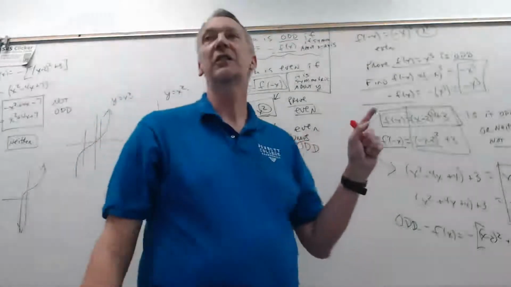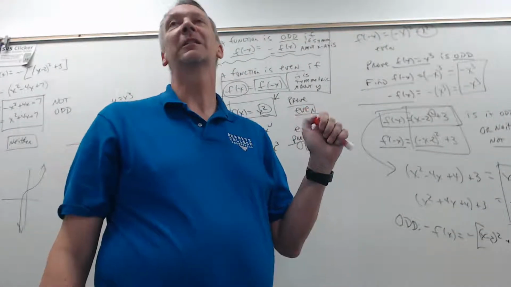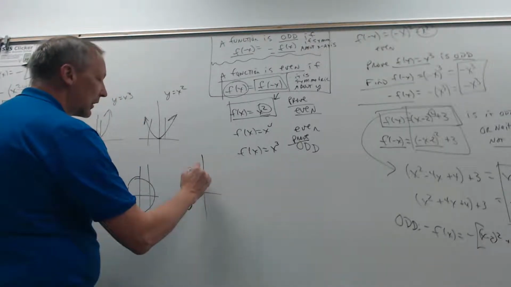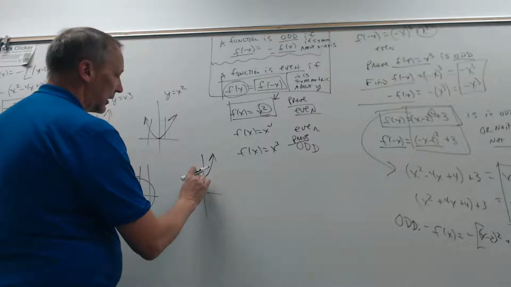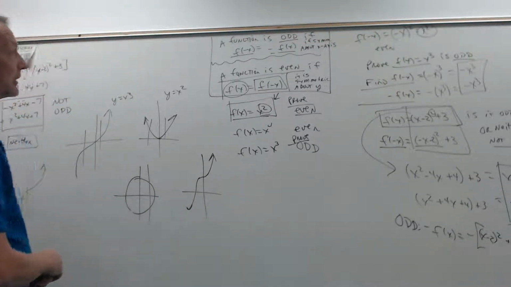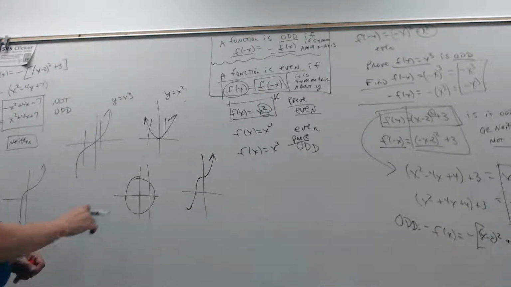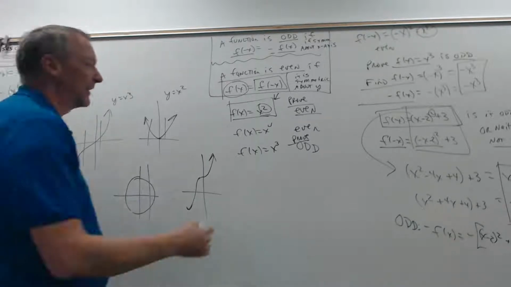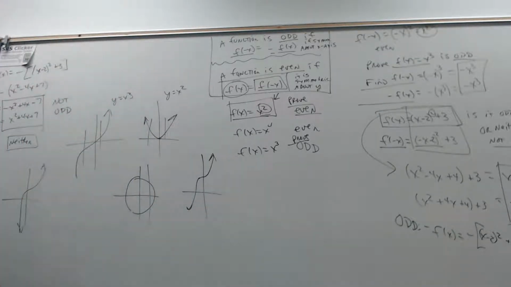So shifted functions are usually not, well, it depends on how they're shifted. If this is a cubic function, is that odd? No, because, let me think about that. It's not symmetric about the x. It's not symmetric about the y-axis, right? So shifted functions usually are neither odd nor even. I'll put it that way. But I'm going to emphasize the usually, not the always.